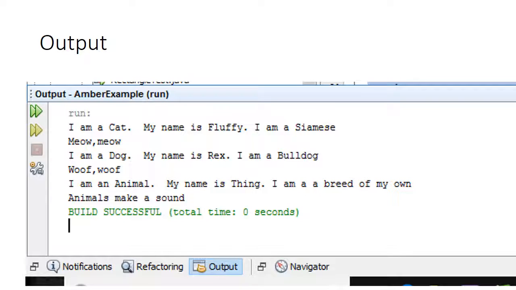As you can see, our first test case is a cat, and the test program prints out that it is a cat, and that the name is Fluffy, and that the breed is Siamese. And then it makes the meow meow sound of a cat. The second test case, it says it is a dog. Its name is Rex, it's a bulldog, and it gives the sound of the dog. The third test case, the one using just the superclass by itself, is an animal, and it makes the appropriate responses for those methods.